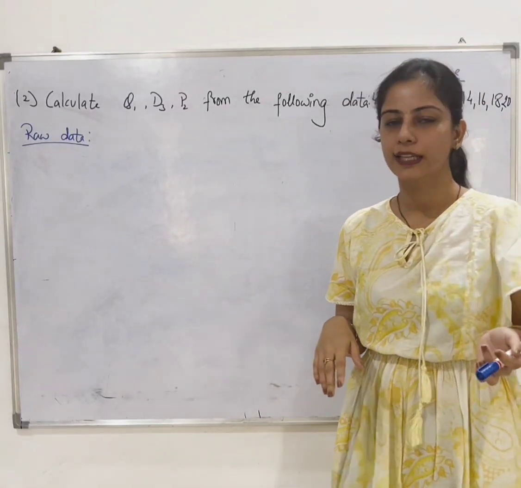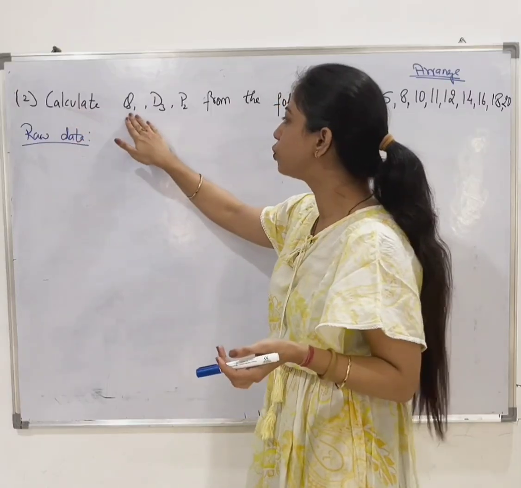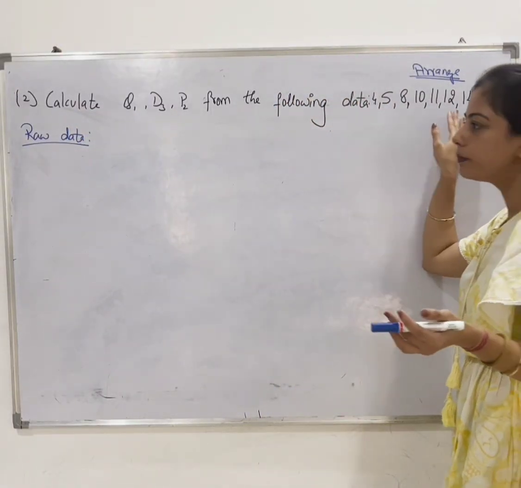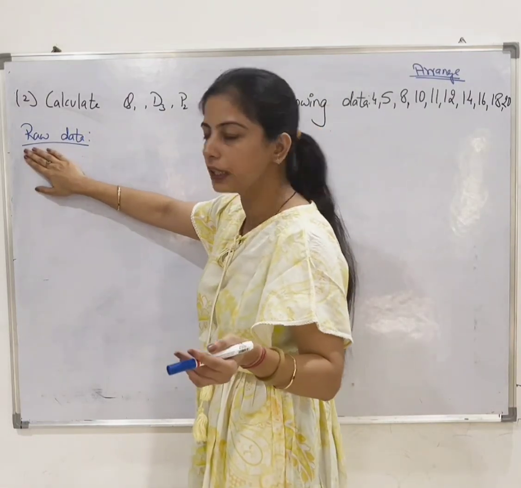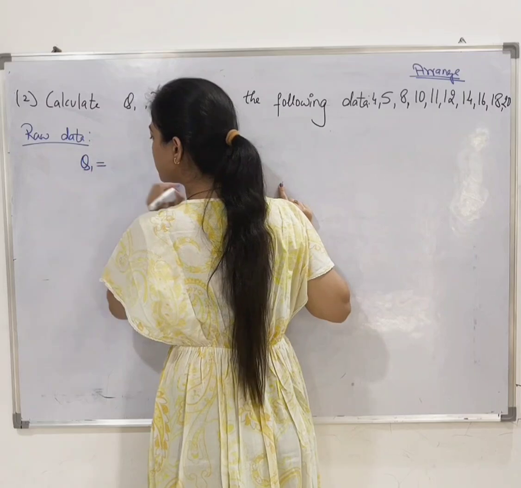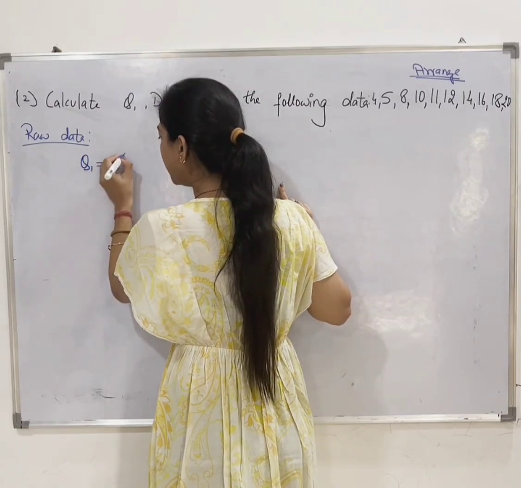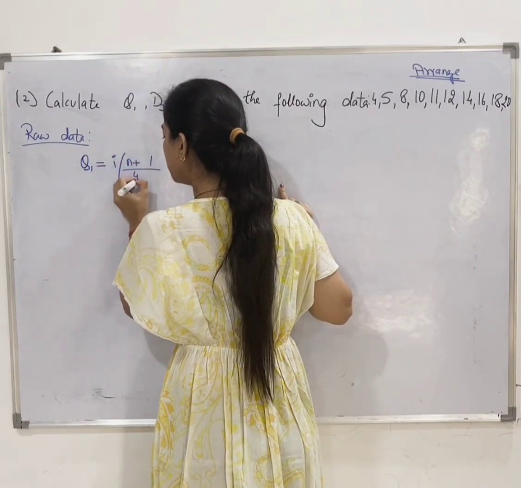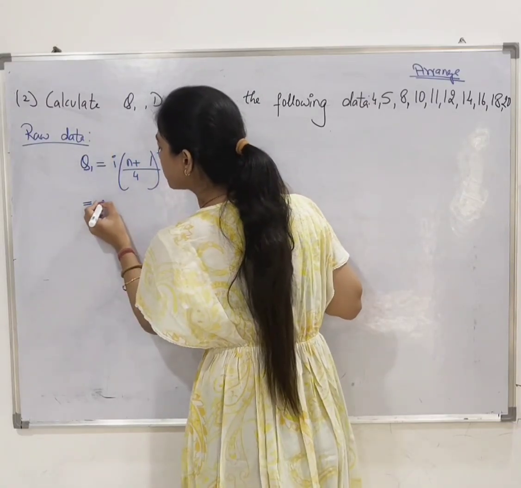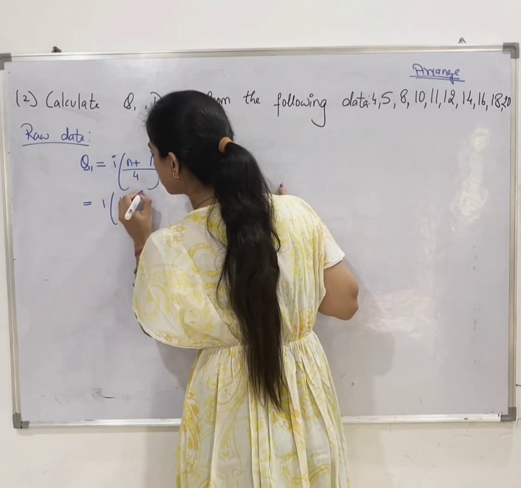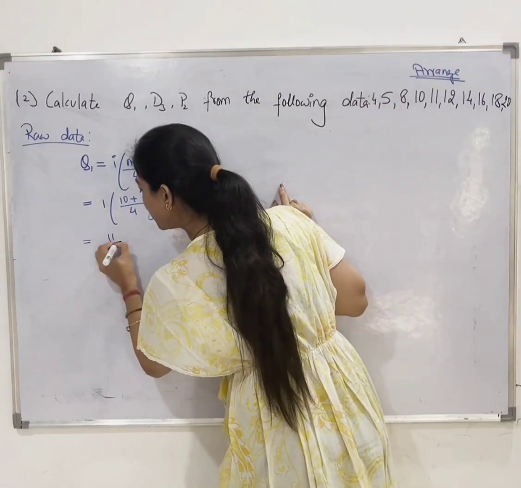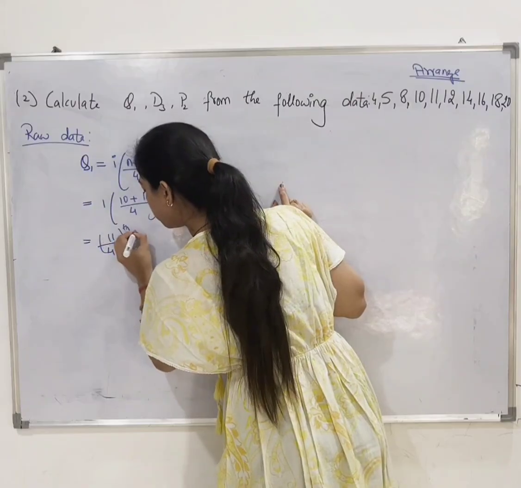Okay. Now let us consider the next question. Calculate Q1, D3, P2 from the following data. Here the data is already raw data, so mention your raw data. Now let's calculate the first one, which is Q1. Q1 is equal to i into (n plus 1) by 4th observation. Here the value of i is 1 for the first quartile. N is 10. So 10 plus 1 by 4th observation, which is 11 by 4th observation.